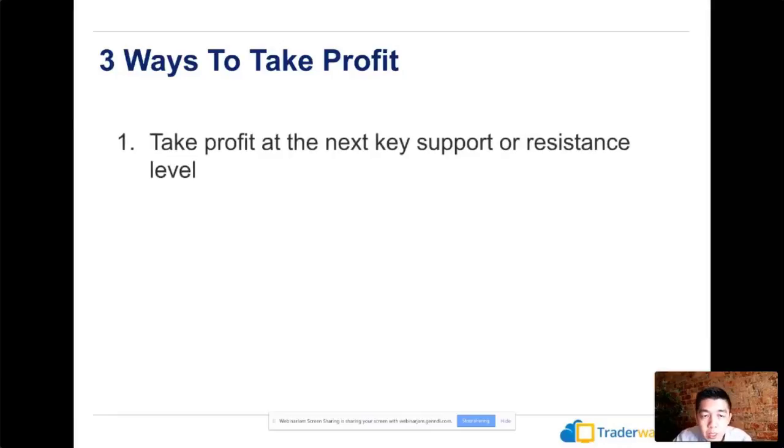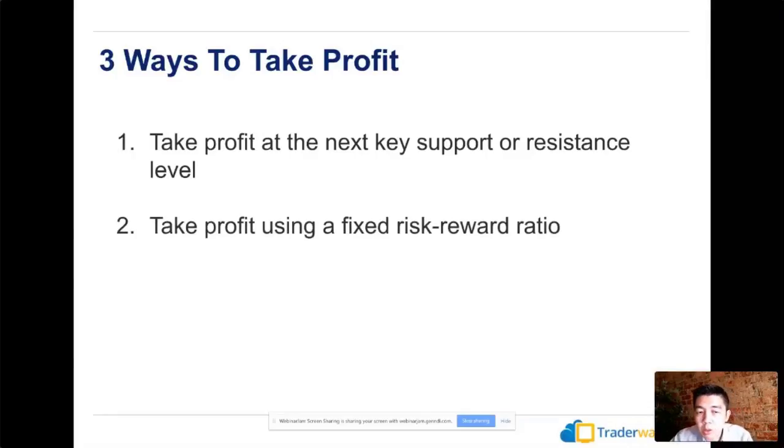All right. So the first way you can consider taking profit is take profit at the next key support or resistance level. If you have a long trade, you should think about taking profit at the next key resistance level. And if you have a short trade, you should consider taking profit at the next key support level.